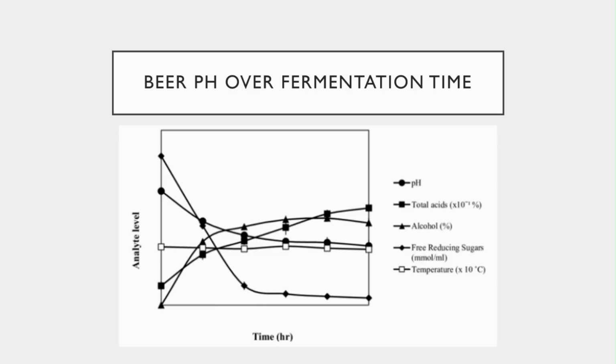Additionally, we see alcohol percentage go up over time, which is another byproduct of yeast fermentation and can also act as an antimicrobial. So we can see why this information is relevant to us. And the use of our knowledge of pH and microbes can be beneficial to both food science and medicine.